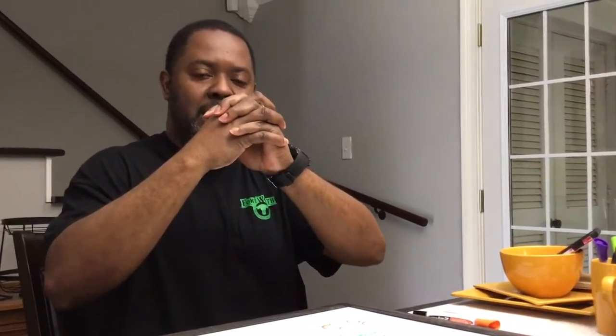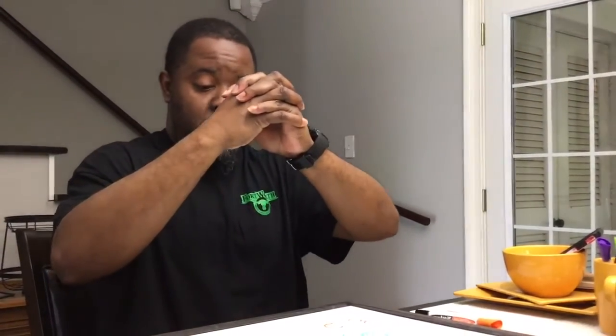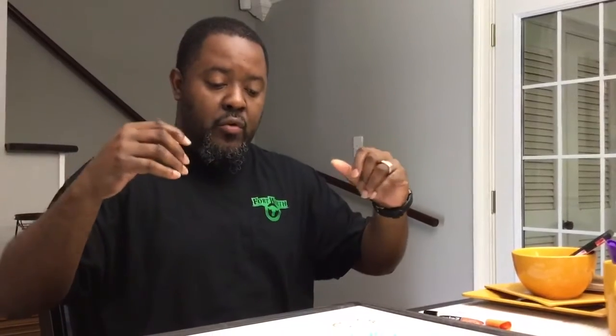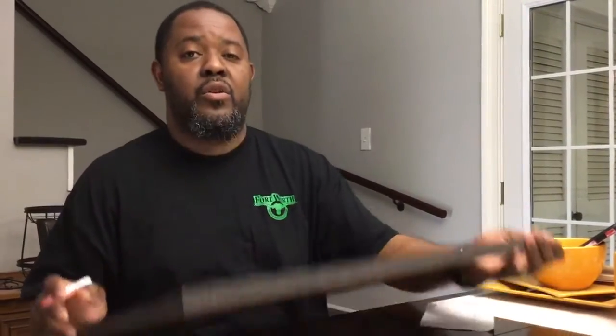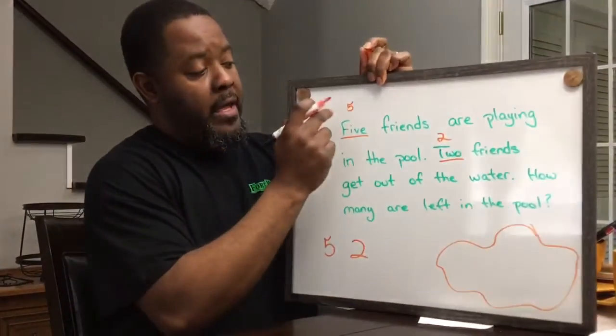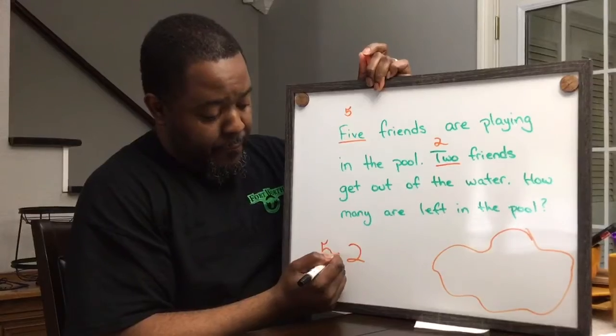So remember we talked about addition. And we said when we join something, we're bringing it together. Well, all of a sudden, we have 5 friends that are in the pool and boom, 2 leave out. So what does that mean? 2 leave. So when we say get out, what is that telling us? That's letting us know that, guess what? We are taking away from the 5 friends.